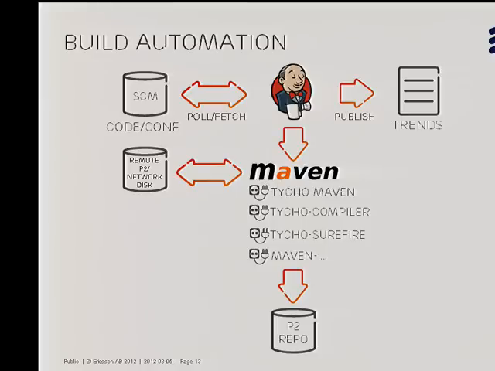Then we also have Surefire. Surefire allows us to run all the test cases that we have. We obviously have to make sure that after every single change to our ATL code or whatever transformation code, we haven't broken the existing code base. So we run these and check to make sure everything's okay.